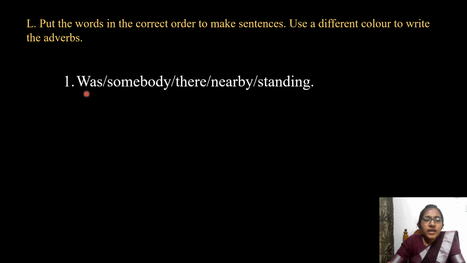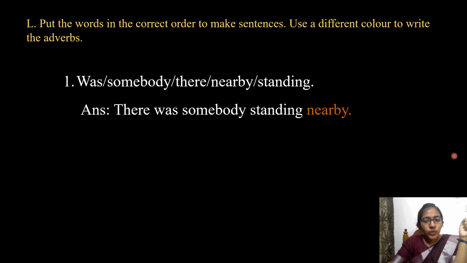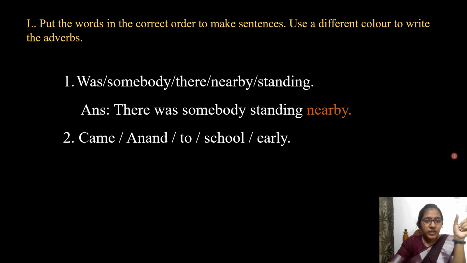The first sentence: was somebody there nearby standing? I want all of you to just guess the answer. And yeah, how will we write the sentence? There was somebody standing nearby. Nearby is something we can understand as the place. Right. The second question: came Anand to school early?